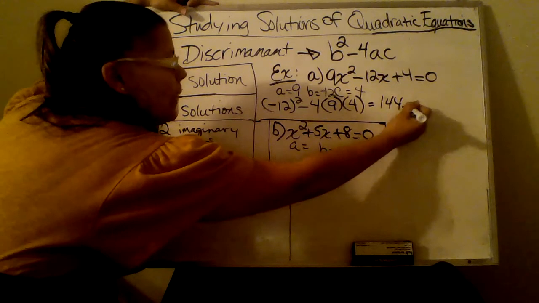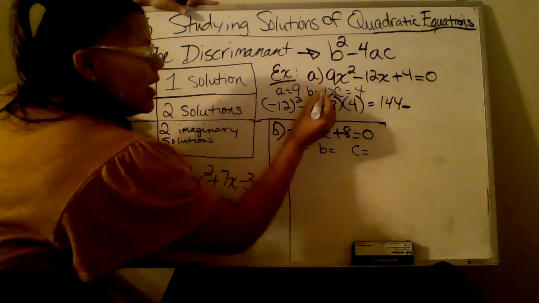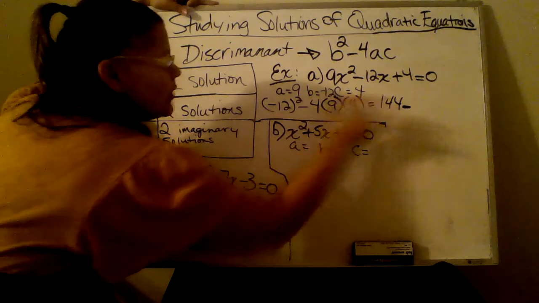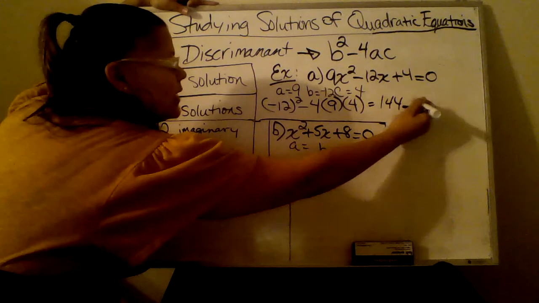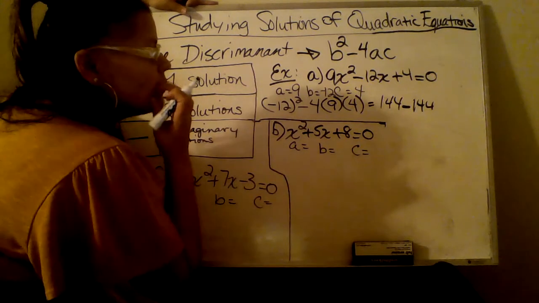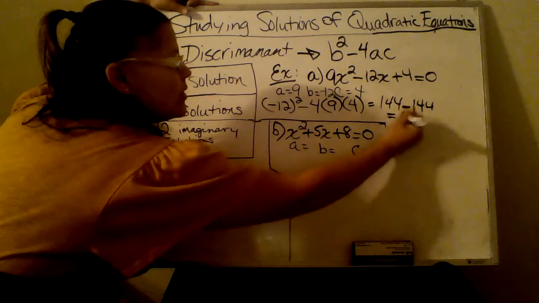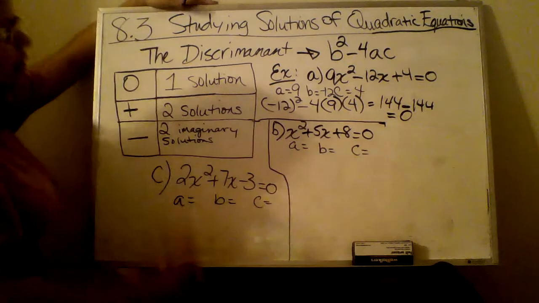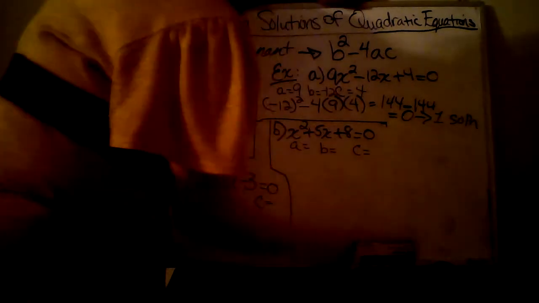144 minus, you have 36 and 4, or minus 36 times 4, that's 144 again. So that's multiplying. So then you end up with 0. So this one right here, 0, has one solution. And I wrote that for short. So that's the first one.